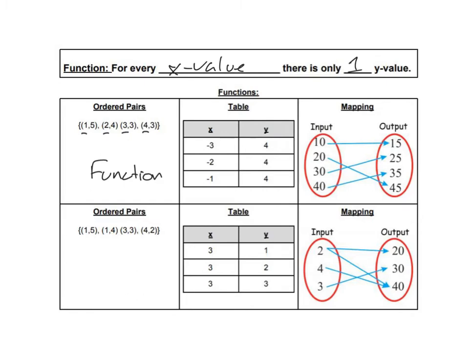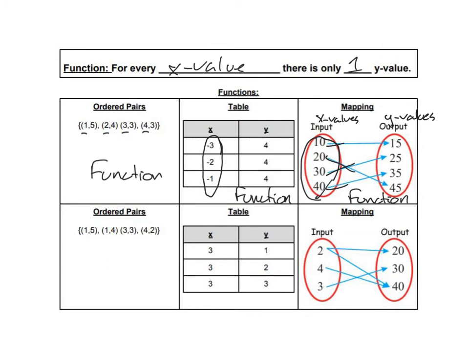When you look at a table, and we look at -3, -2, -1, they're all different. So again, this would be a function. And in our last one, input is another way of saying our x values, and output is another way of saying our y values. But again, when you look at all these x values, what we're looking for is that every single one of these only has one line coming out of them. So this one would also be a function.